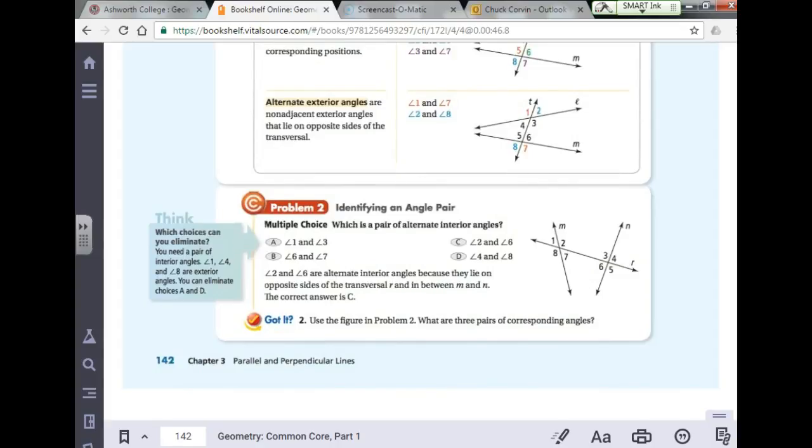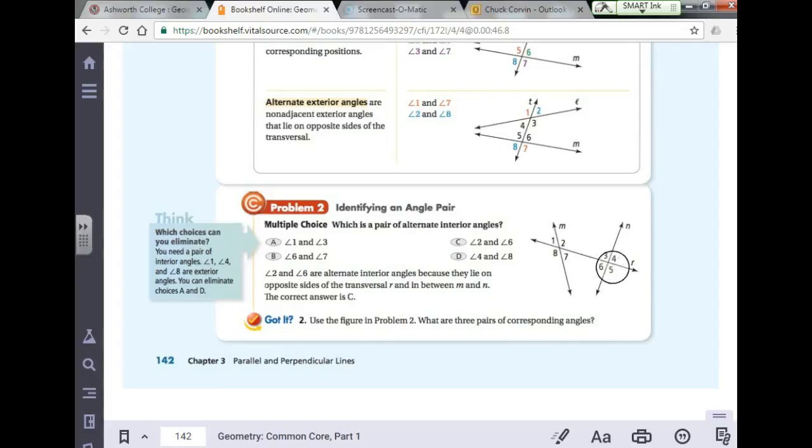But if you are looking at problem number 2 here, based on the definitions, again, that we've looked at or that you should know from up there, problem number 2 wants us to identify an angle pair. If this were a multiple choice question, like on a test or something, which is a pair of alternate interior angles? If you'll remember, alternate interior angles have to be between the two lines.